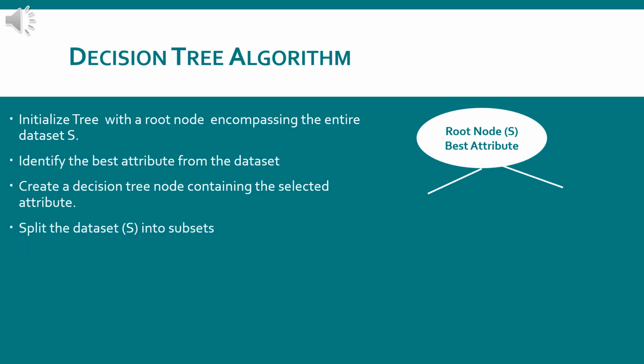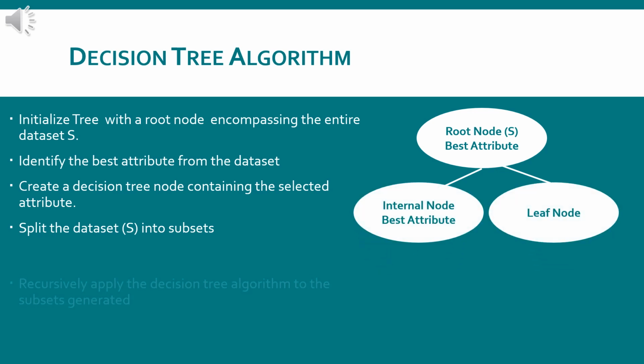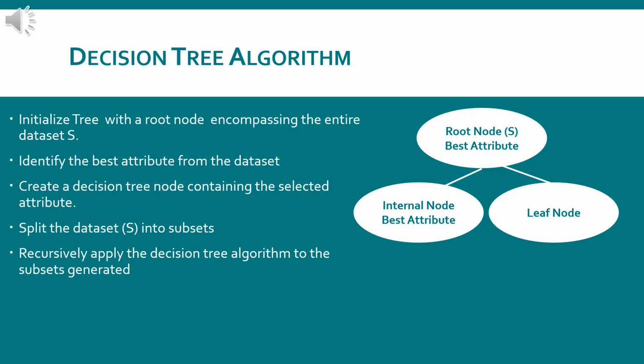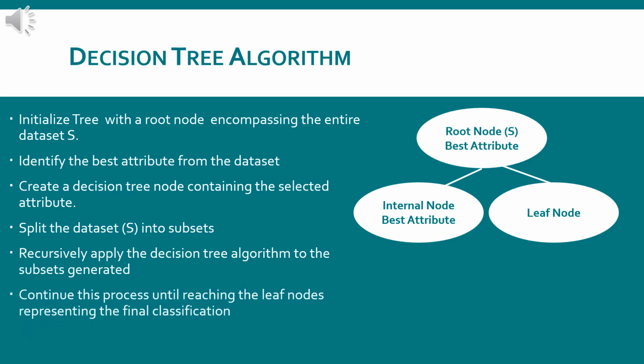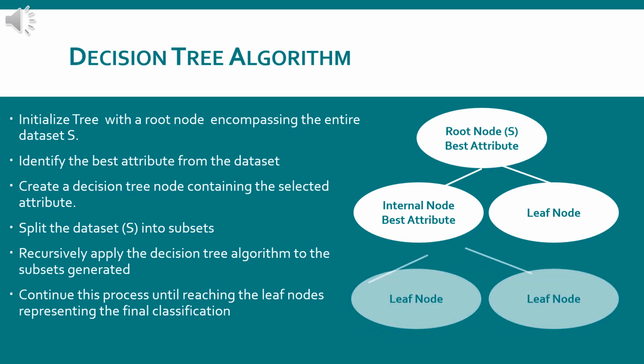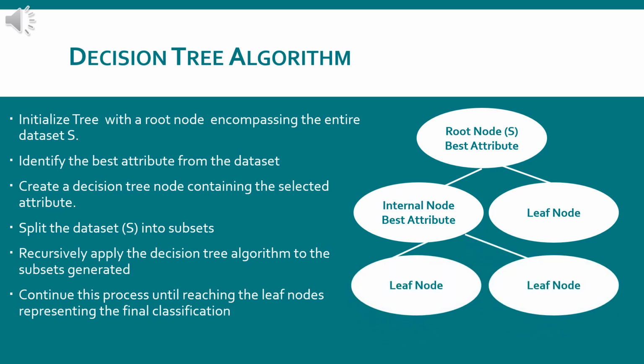This node represents a decision point in the tree. Then split the dataset into subsets based on the possible values of the selected attribute from the previous step. Recursively apply the decision tree algorithm to the subsets generated. Continue this process until reaching a stage where further classification is not possible, resulting in the creation of the leaf nodes. The leaf nodes represent the final classification or regression values in the decision tree.